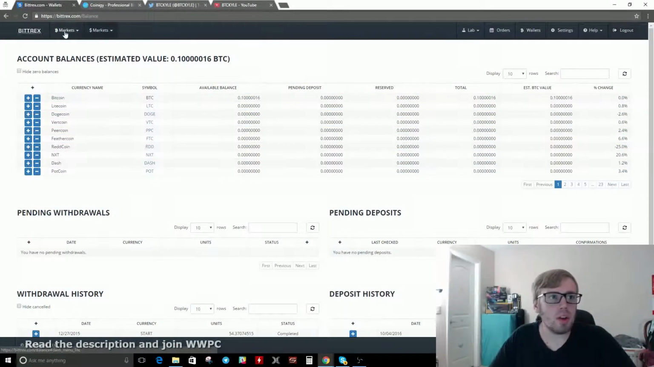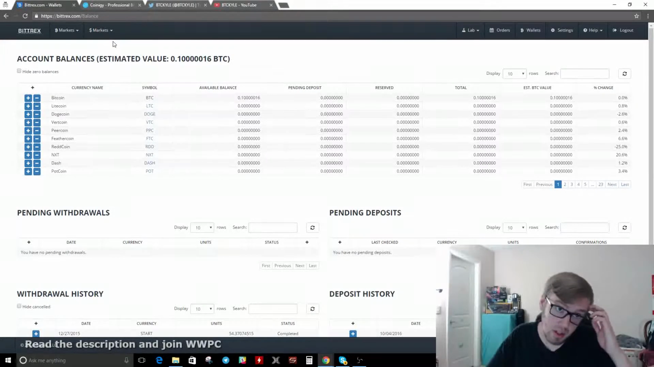So at the top here, you have this bar. You have a market tab. You have two types of markets here. You have a Bitcoin market and you have a USD market. USD is the US dollars. So that means you can trade some of these altcoins or Bitcoin against the US dollar on this exchange.